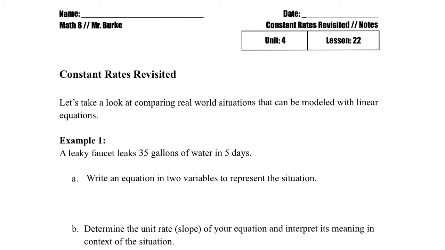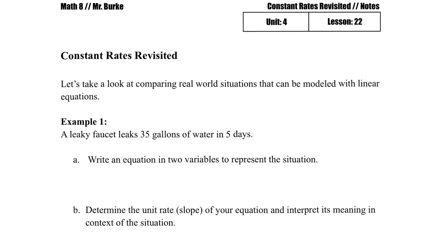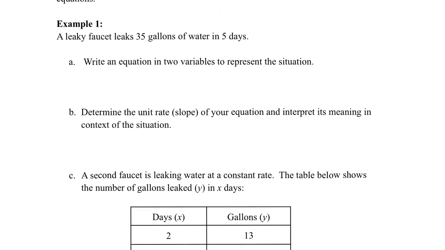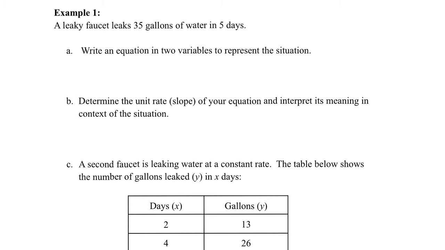Okay, so for this lesson, we are going to try and add some real-world context to some of the situations, some of the skills that we've been working with here, some of the concepts. So let's look at this example. We have a leaky faucet that leaks 35 gallons of water in 5 days. We want to write an equation in two variables to represent the situation.